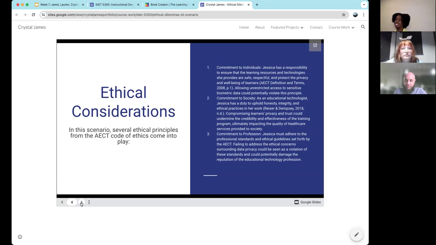So there are some things that Jessica needs to think about so that she may know how to move forward. First, she needs to find out or remind herself of what her commitment is to individuals, what her commitment is to society, and what her commitment is to her profession, okay? So Jessica has a responsibility to ensure that the learning resources and technologies she provides are safe, respectful, and protect the privacy and well-being of the learners. Allowing unrestricted access to sensitive biometric data could potentially violate this principle.